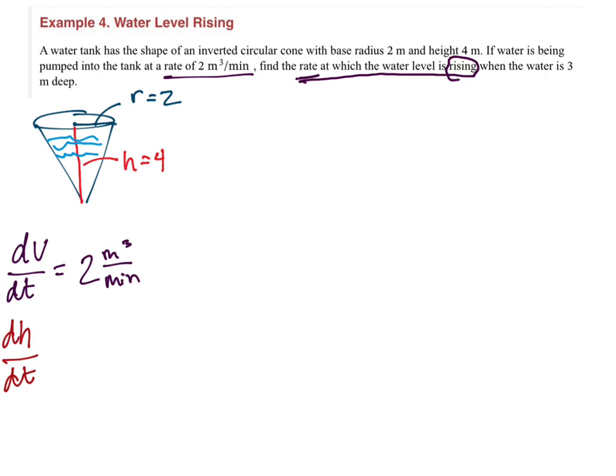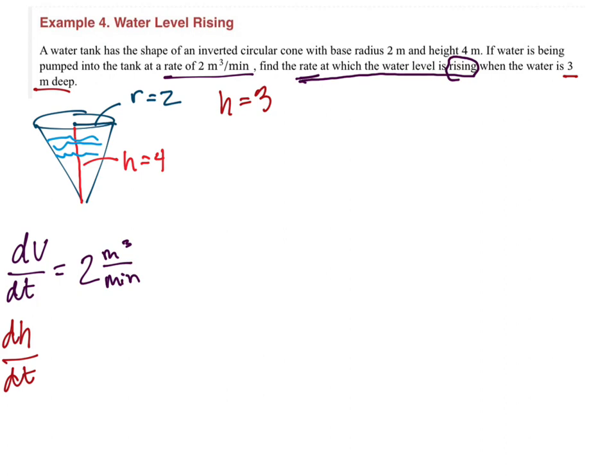And they told me when the water is 3 meters deep. So deep, what number did they just give me? Deep. Height. So they just told me H at the moment when H equals 3. The height of the cone is H equals 4, right? But the water level isn't consistently 4 unless it was filled to the brim. So this is at the moment when H equals 3. You following that? Okay.